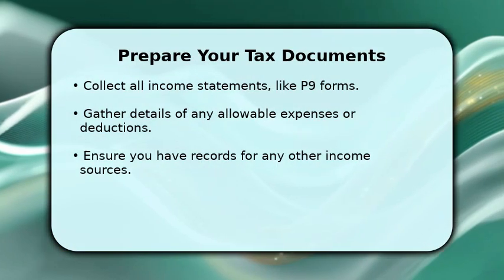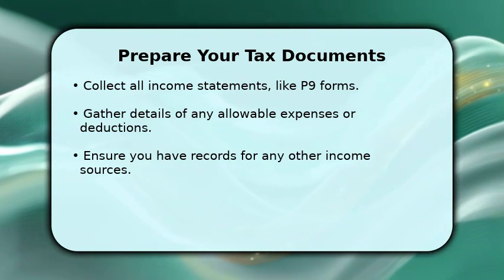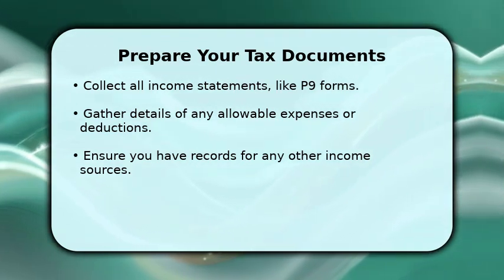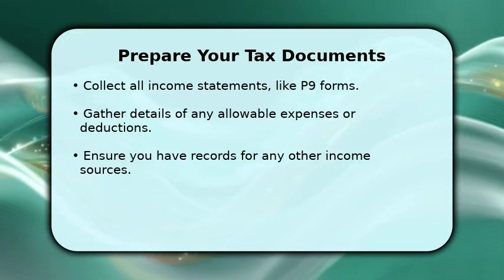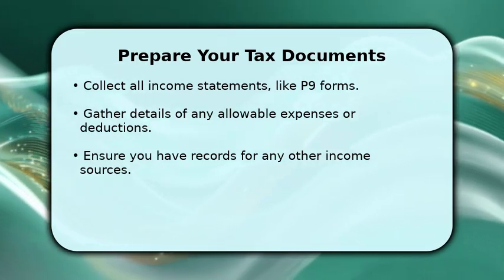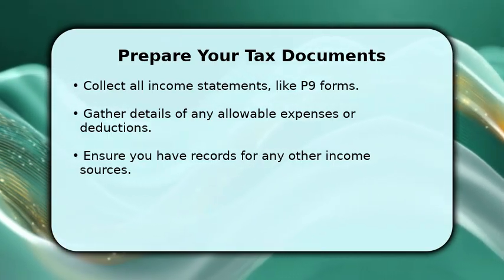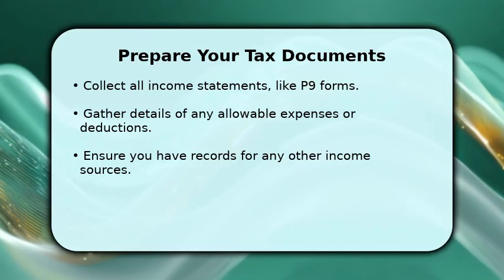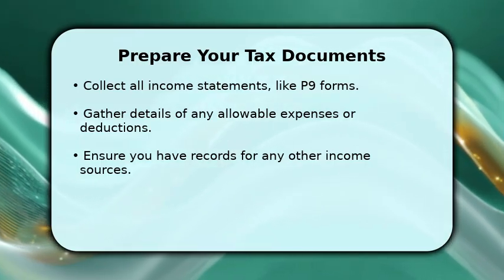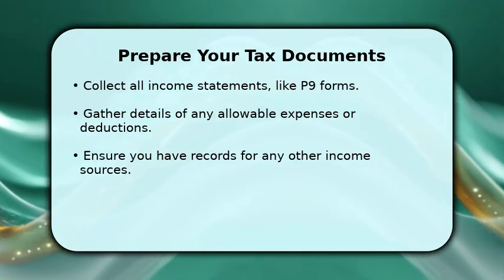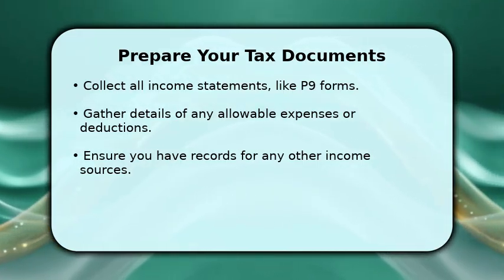Before you begin filing, it's essential to gather all your financial documents. This includes your P-9 form from your employer, which details your employment income and pay deductions. Also, compile records for any other income, such as rental income or business profits. Don't forget to collect receipts or statements for any expenses you plan to claim as deductions. Having everything organized will make the filing process much smoother.